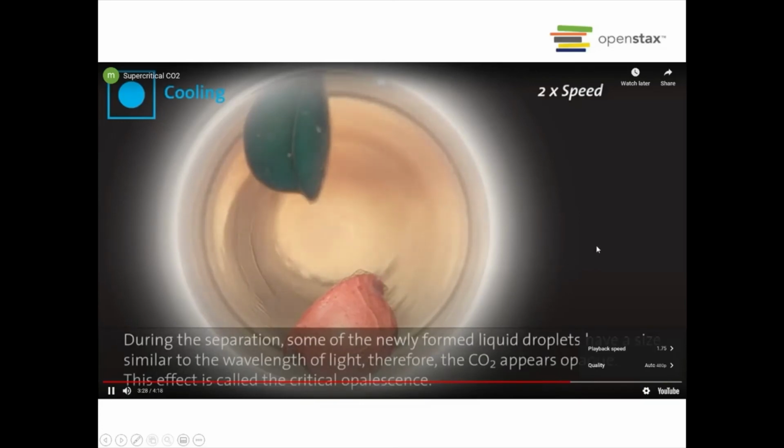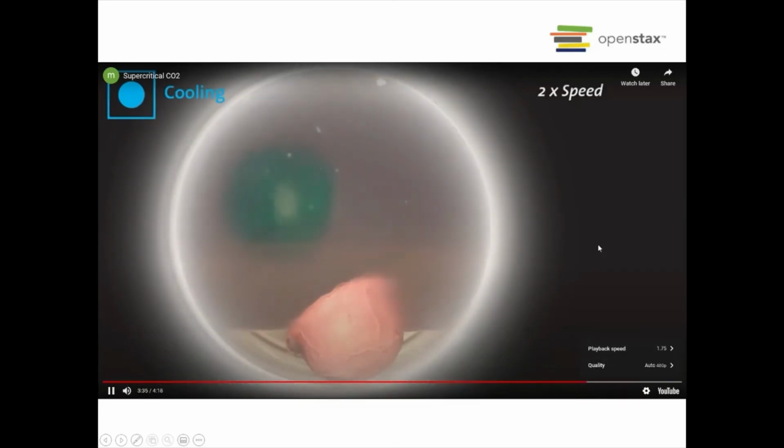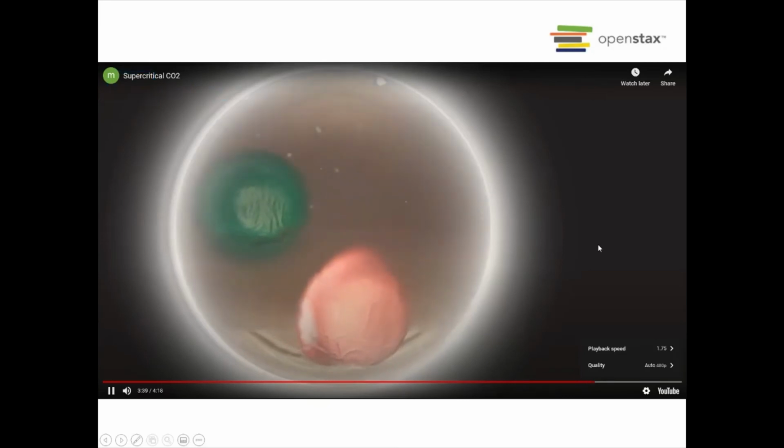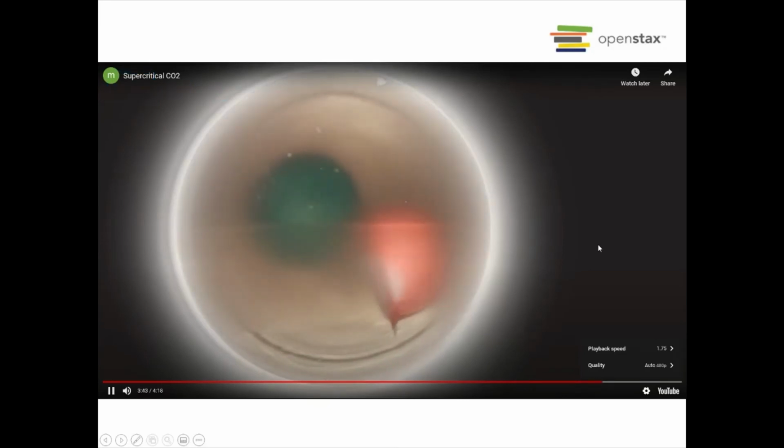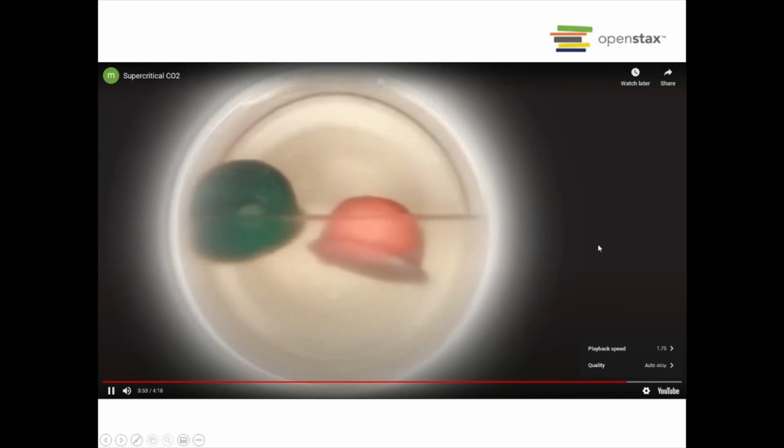And then what's happening is the droplets have a similar wavelength to light, which is why all of a sudden it's very opaque. So it's blocking out the light because it has that similar wavelength to it. And now everything is separating, and we are back to where we started.